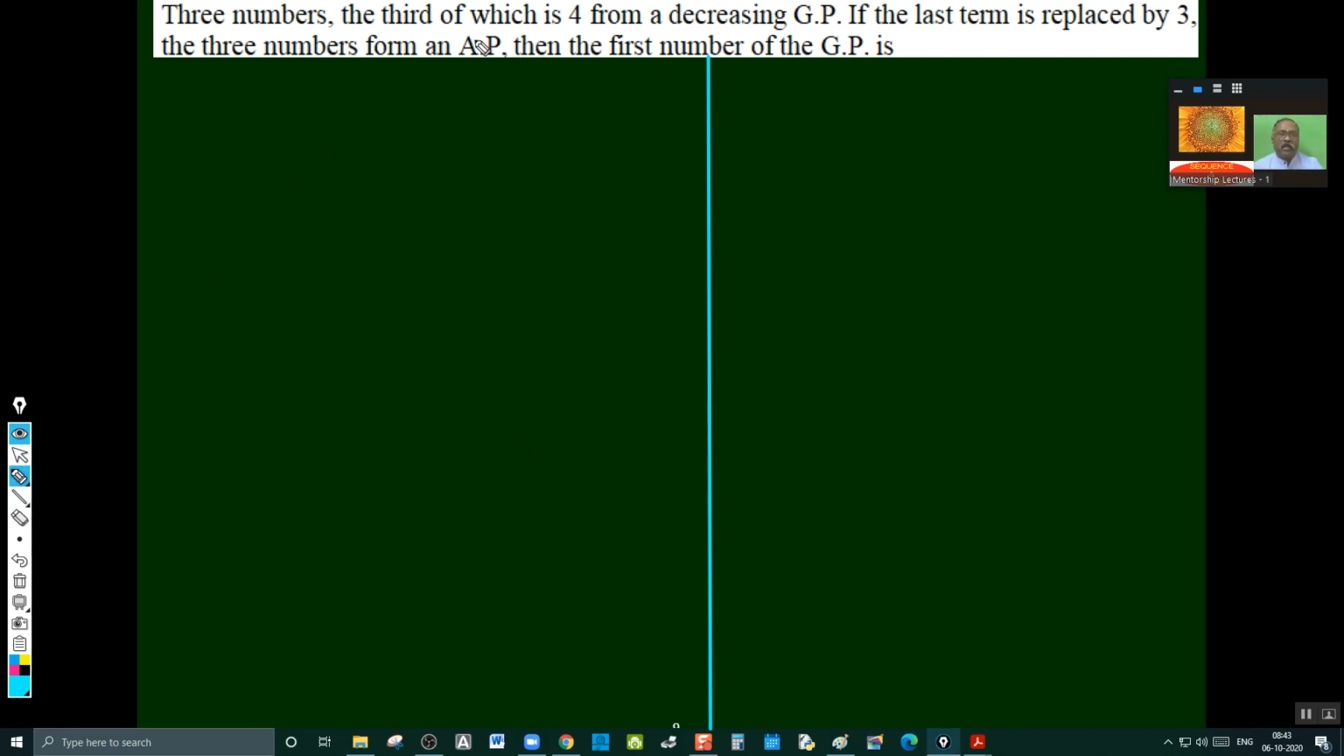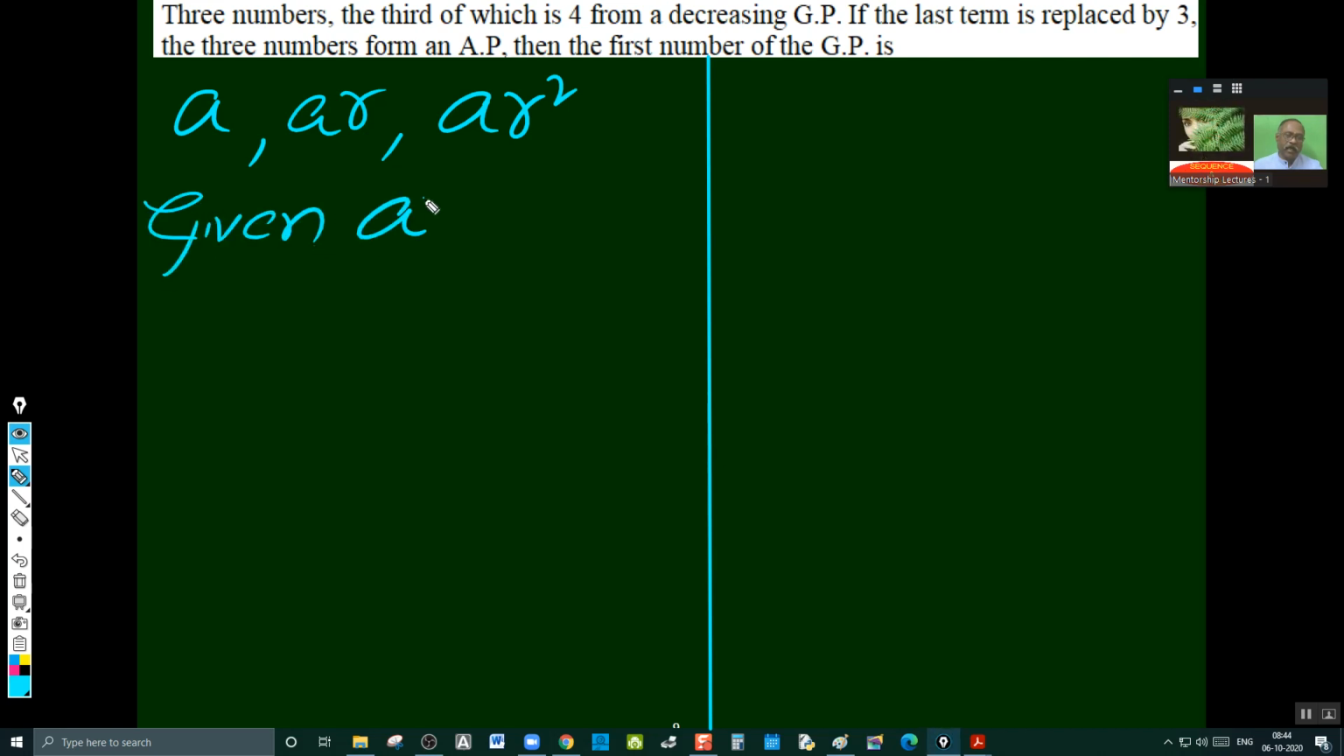3 numbers, the third of which is 4, form a decreasing GP. Don't forget that. So let us take the terms as usual, that is a, ar, ar square. Okay? Then third of which is 4. Given that ar square is equal to 4, keep it like that.